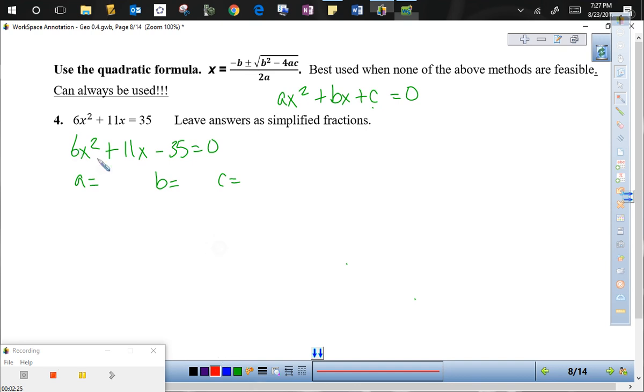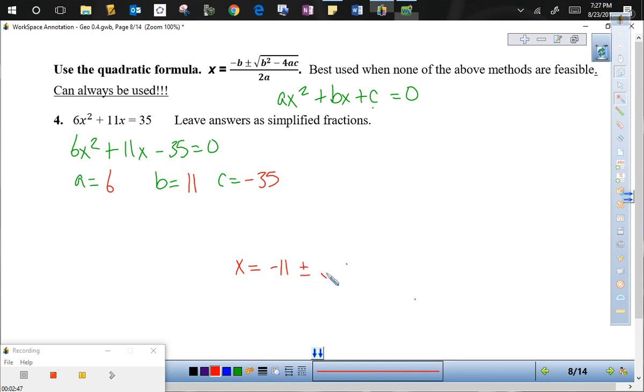Okay, our A is in front of the squared term, 6. B is in front of the single x, 11. And C is the one all by itself, the negative 35. Okay, to fill in our formula, we're going to start a little bit down towards the middle so we can simplify working upwards. Okay, then we're taking the opposite of B, so negative 11.